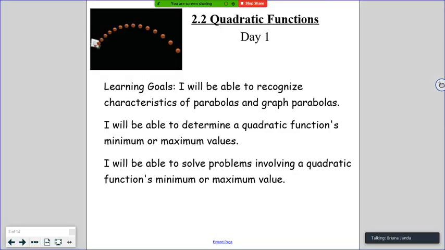Okay, so there is quite a bit we're covering today. Again, it's going to look a little bit familiar to what you have seen before. But what we're going to do is look at parabolas today. So everything we are dealing with is going to be a parabola or a quadratic function.